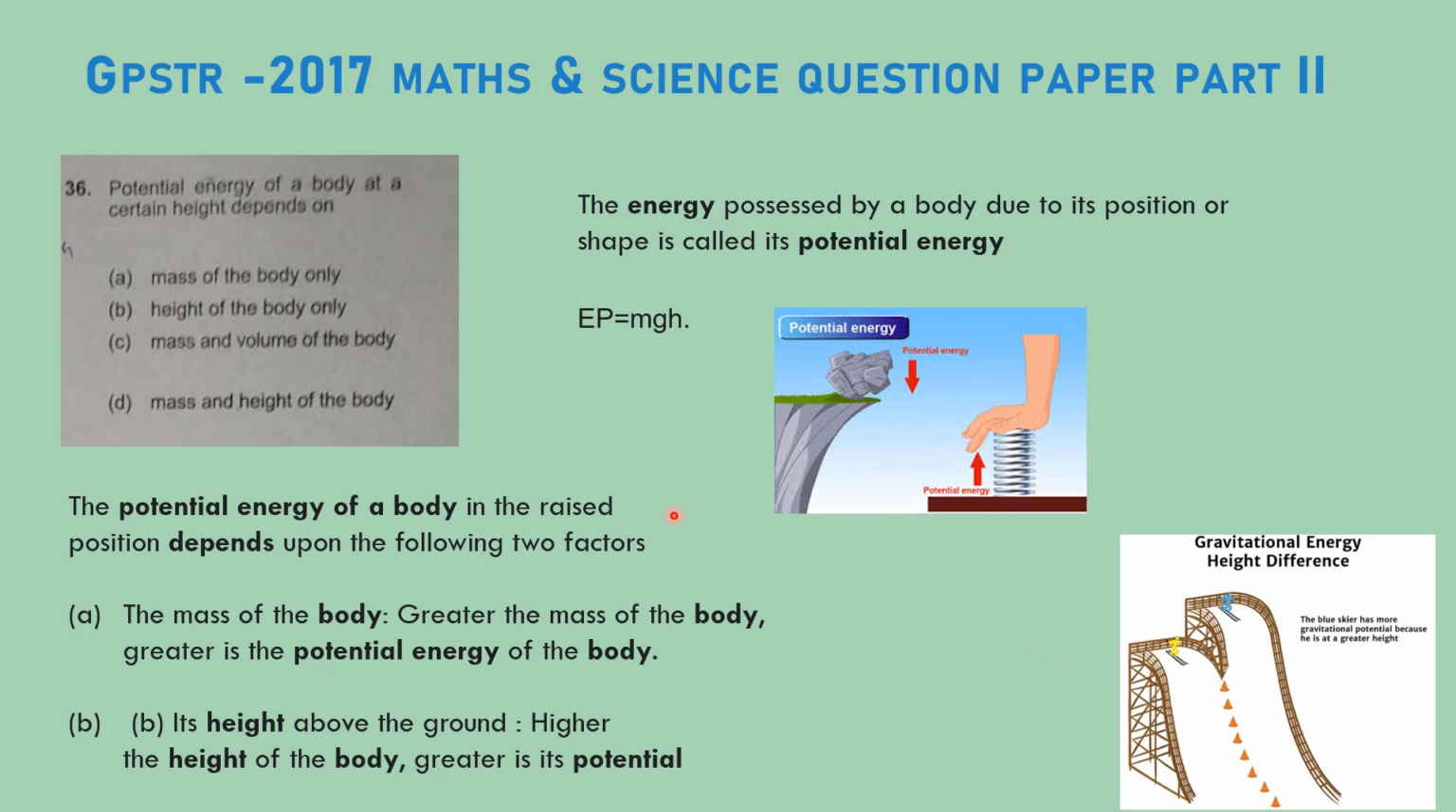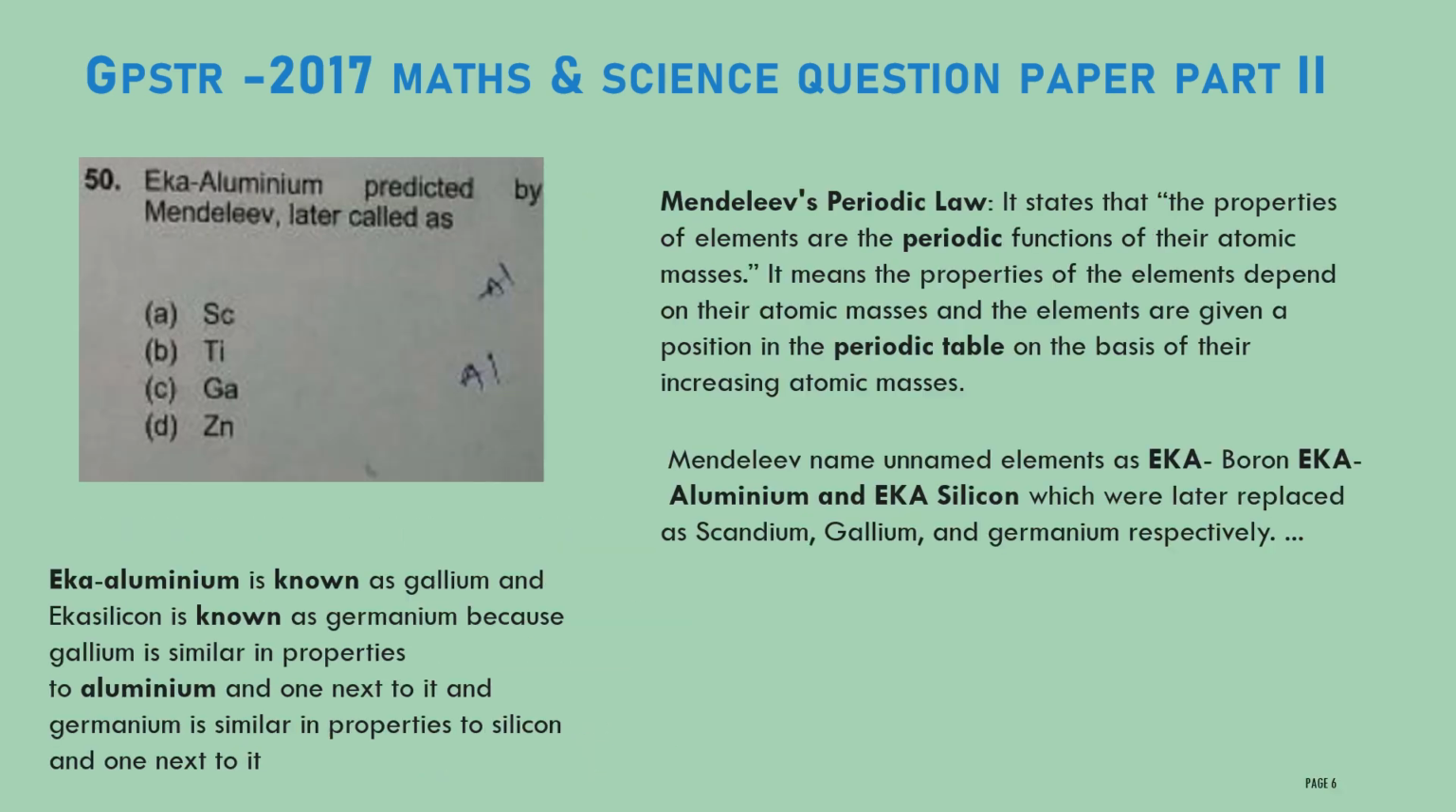Therefore, the potential energy of an object varies with mass and height. If the mass and height are greater, then the potential energy of that object will vary accordingly. Therefore, the correct answer for this question is: the potential energy of a body at a certain height depends upon both the mass and height of the body. Next question.